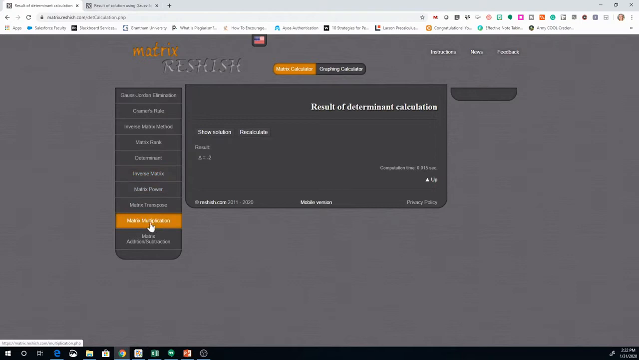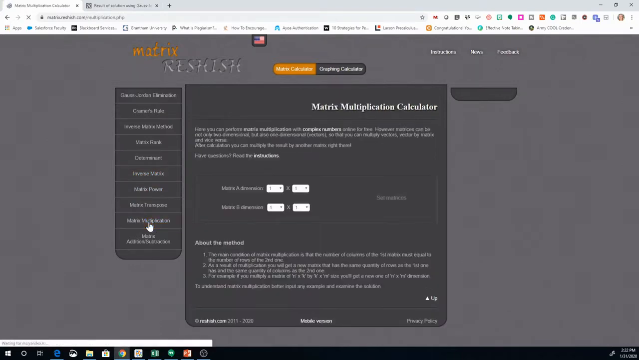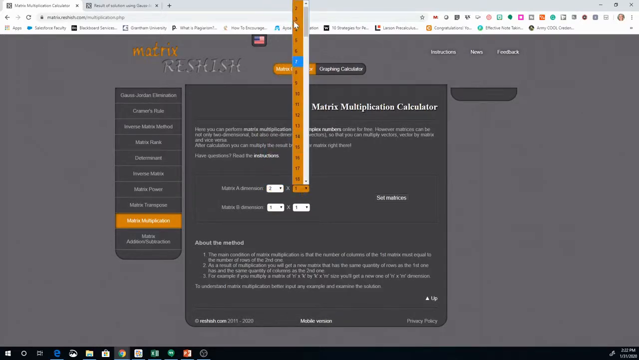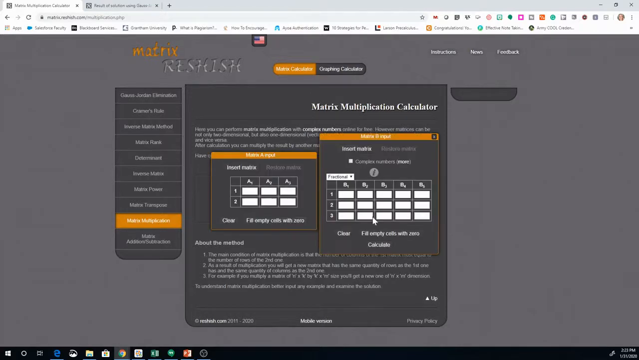If you need to do matrix multiplication, you can click here. In order to multiply, you need to have the last dimension here, the K, match the N here, which they're also labeling as K. So if I have a 2 by 3, then the next one has to be 3. You see how it automatically matched that up for you. Let's say this is a 3 by 5. I'm going to just make up numbers here. I'm going to set matrices, and now you can see I need to enter them.